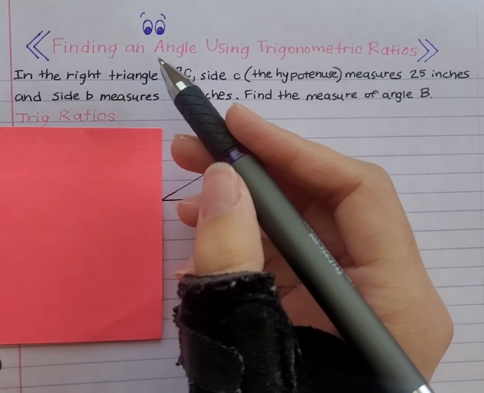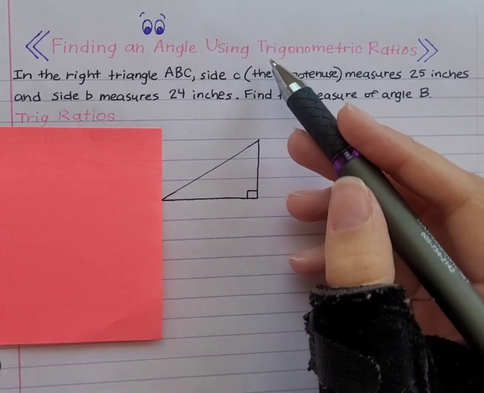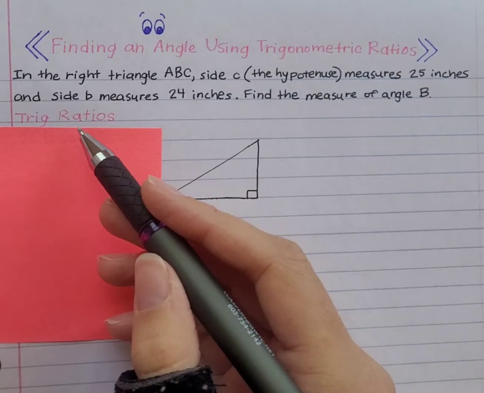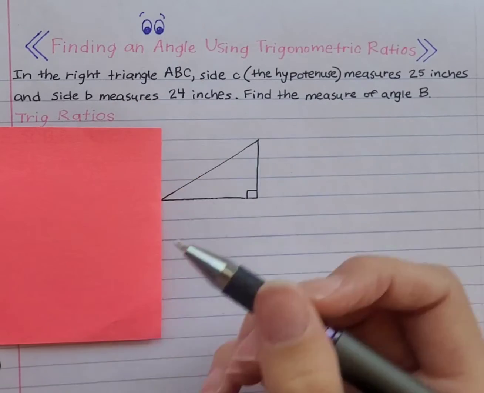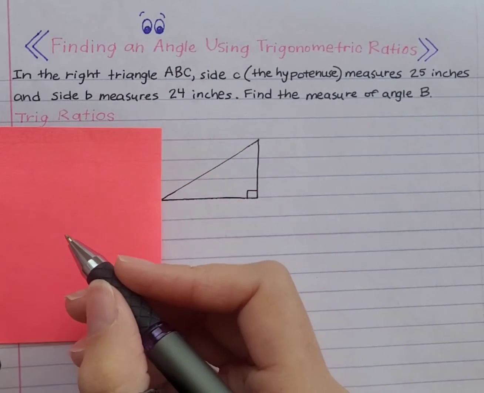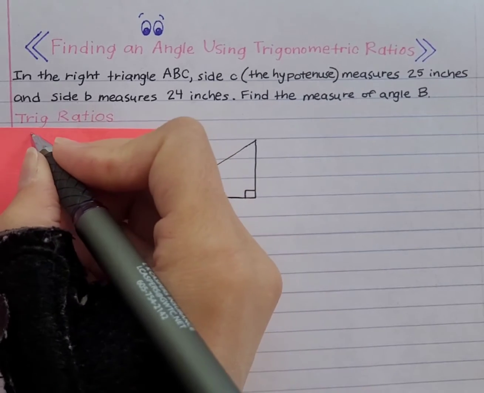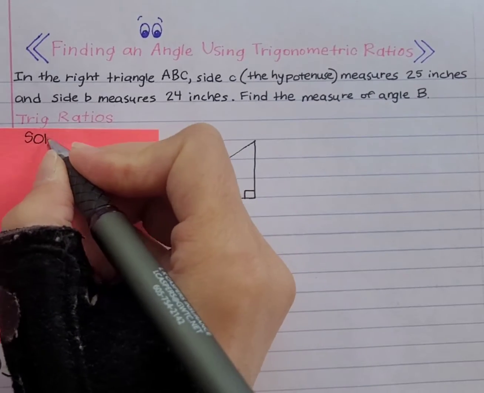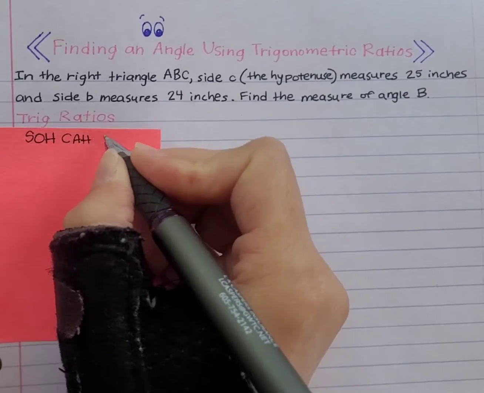Today we'll be finding an angle using trigonometric ratios. So first we need to review our trig ratios, and then we will be able to find our angle. So trig ratios we know by the mnemonic SOHCAHTOA. I'm going to write it here: SOHCAHTOA.